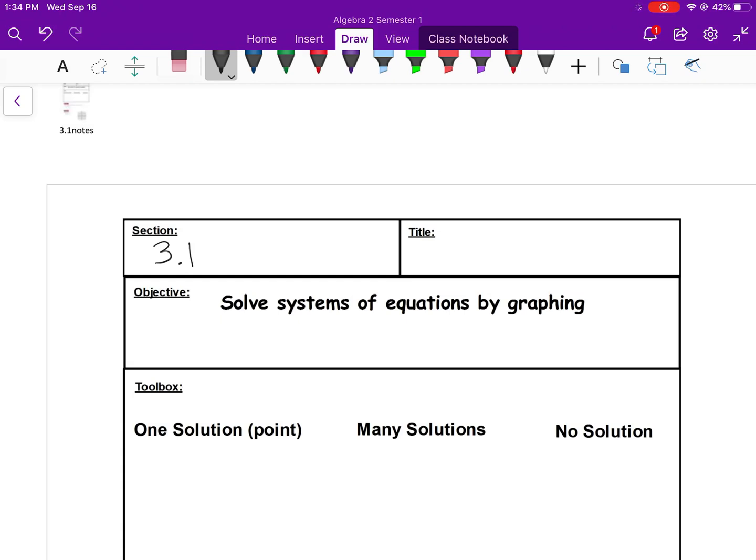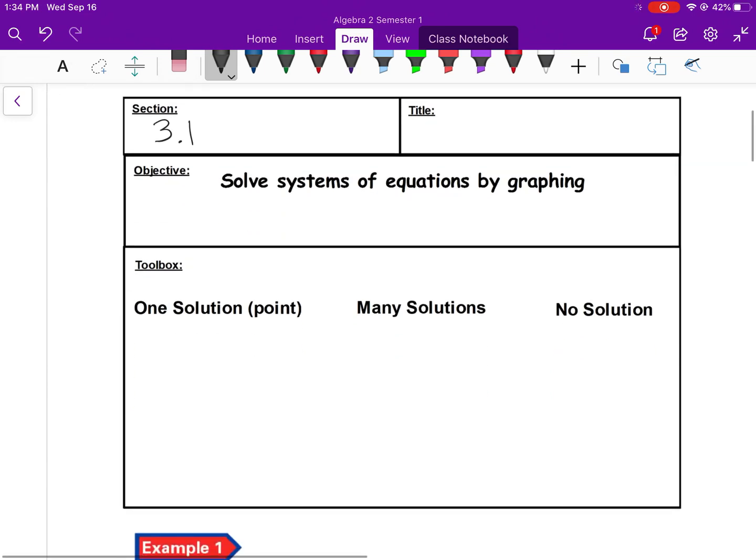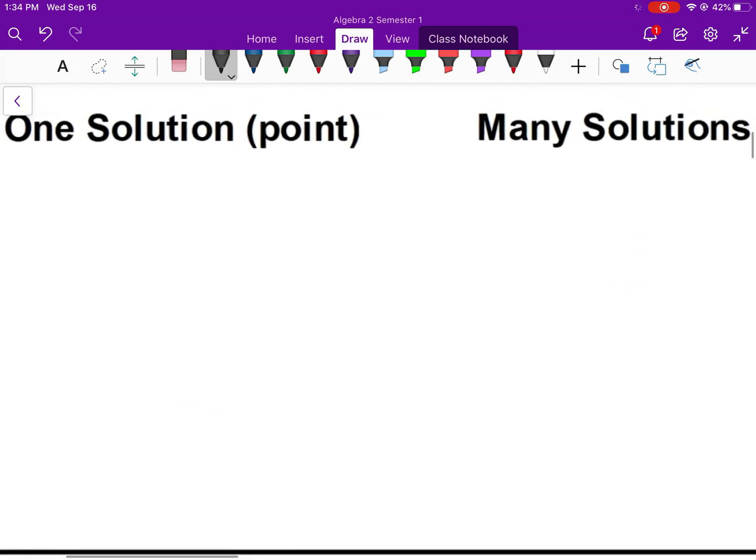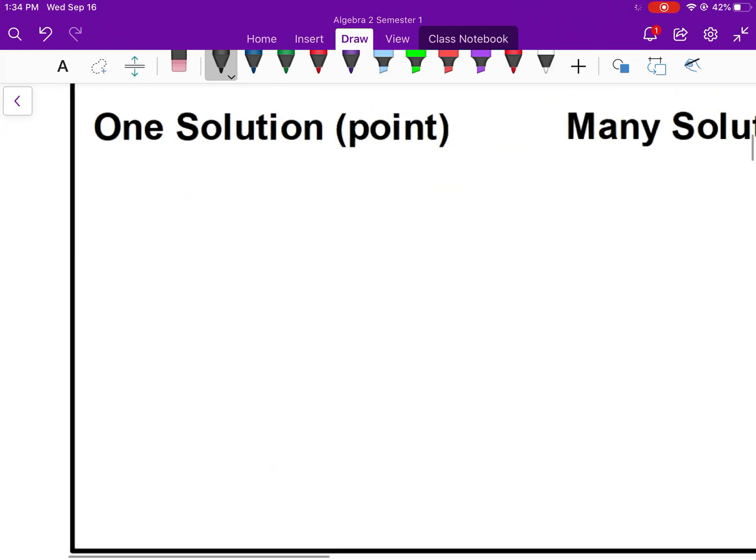All right, 3.1, solving systems of equations by graphing. So we're going to have multiple equations, and we're going to find the solution to both of those equations. There are about 3 situations that typically happen here. The first one is where we find one solution. It's going to be a specific point.